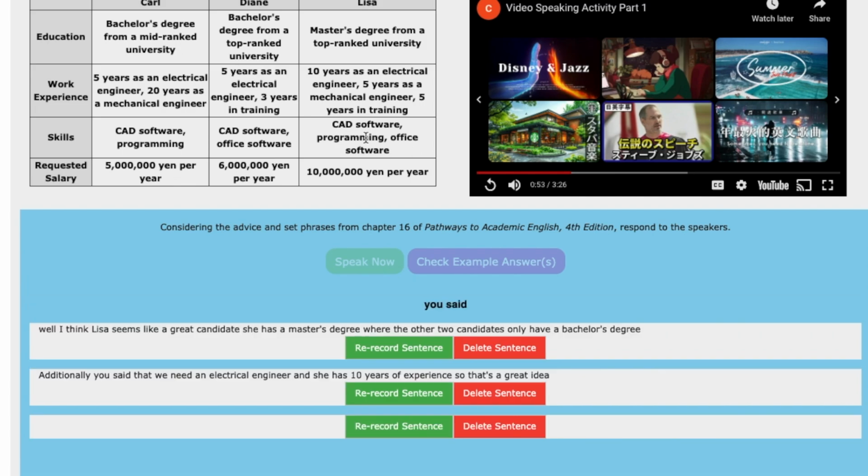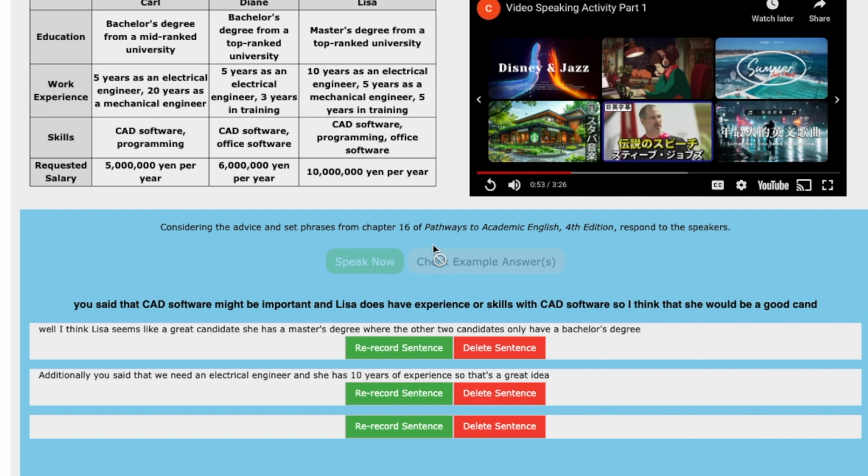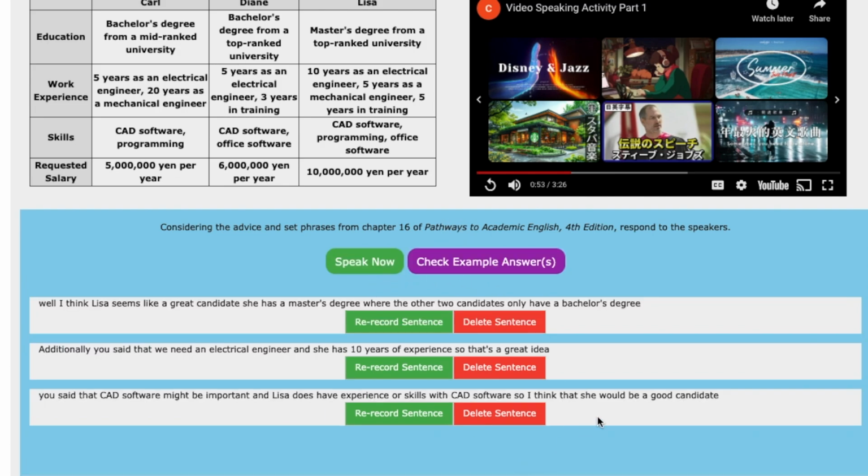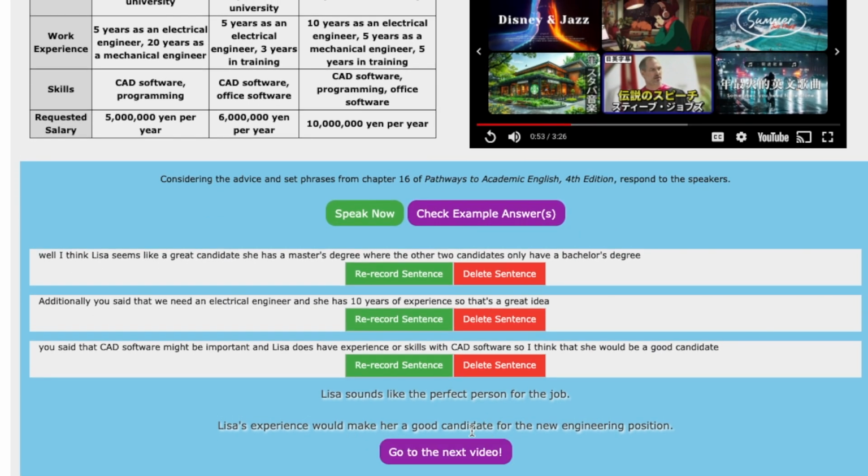You said that CAD software might be important, and Lisa does have experience or skills with CAD software, so I think that she would be a good candidate. Okay, if I'm totally satisfied with everything I've said, I can push the purple check example answers, and I can see that, oh yes, I do think she would be a good candidate, and so do the example answers. So I gave a really good answer, I think.